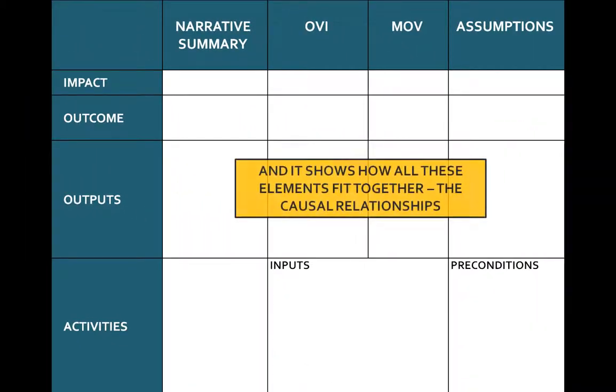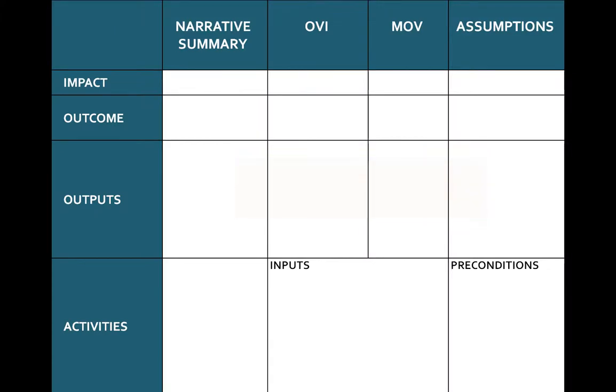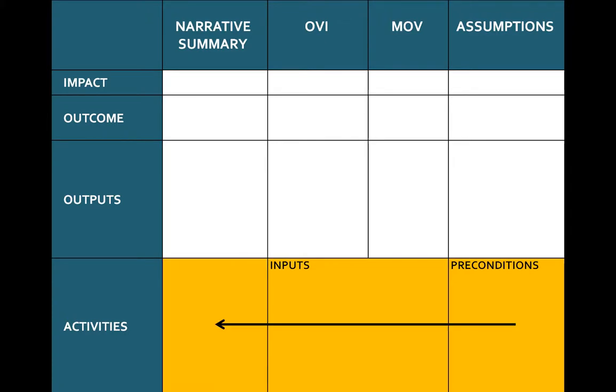The log frame also shows how all these elements fit together, what we call the causal relationships, the internal logic of the log frame, which tells us that certain preconditions have to be met. There are certain things in the external world that have to be true before we can begin. And then if we have our inputs, we can carry out our activities. Now, our activities will lead to outputs. That's within our control. But then we have to consider again the external environment.